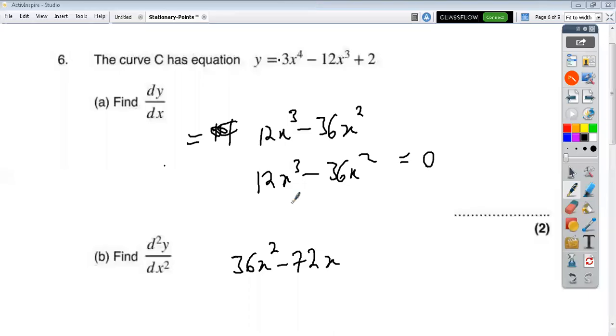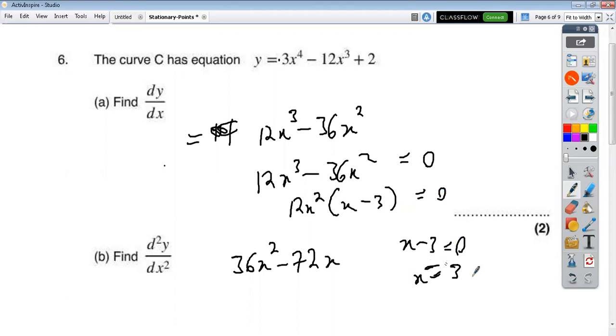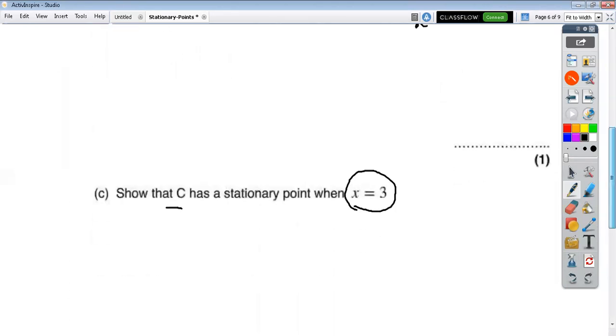Divide by 12x squared, brackets. If you divide there, you get x. If you divide there, you get minus 3 is equal to 0. So I'm interested in this part here, which is x minus 3 is equal to 0. So x is equal to 3. That's what they wanted you to show, that it's one of the turning points.